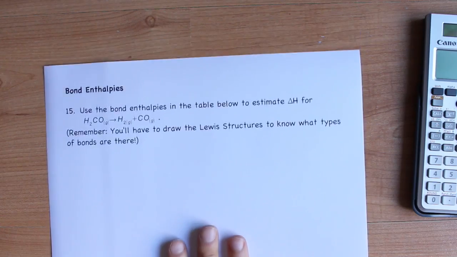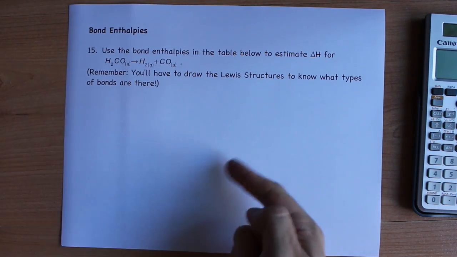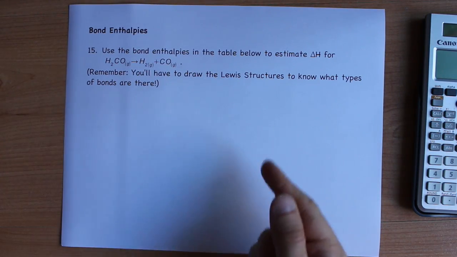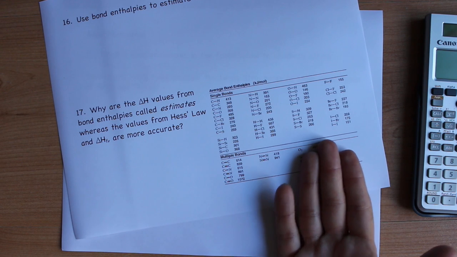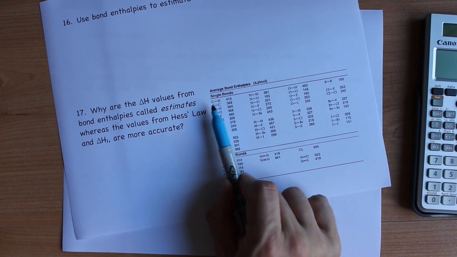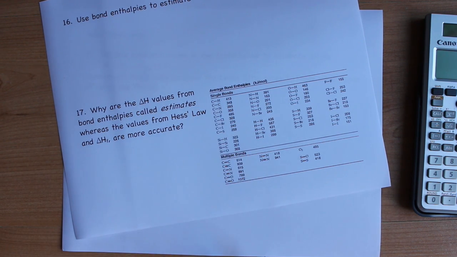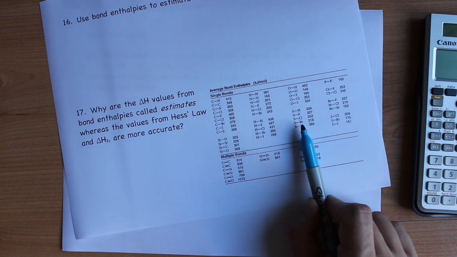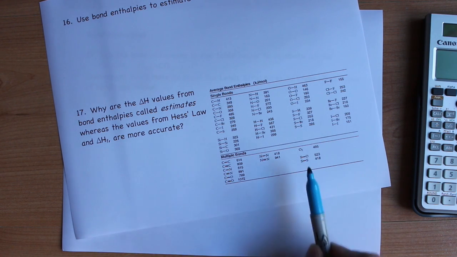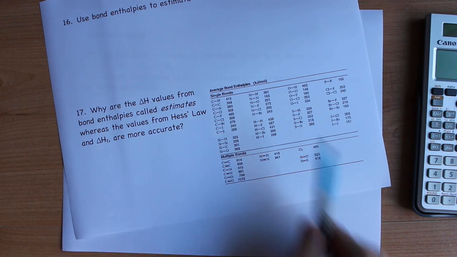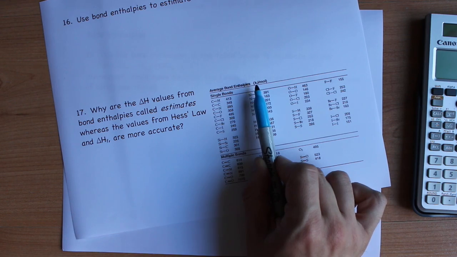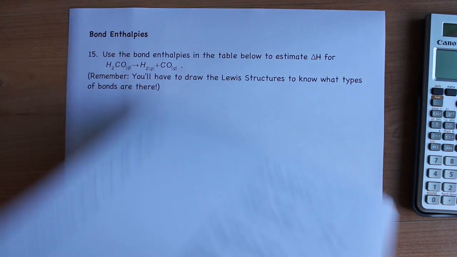All right. The fourth way to calculate or estimate delta H on one of these thermo tests is using bond enthalpies. Bond enthalpies will often be found in a chart, and it will say things like a CH single bond is worth 413, or an SBr single bond is worth 218, or an NN triple bond is worth 941. These are all in kilojoules per mole of the bond that you broke.